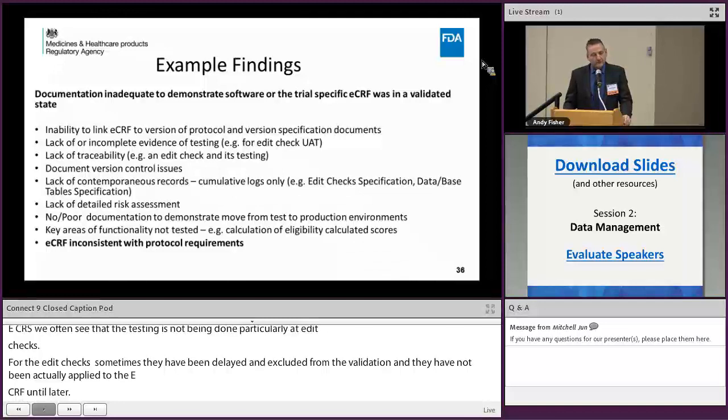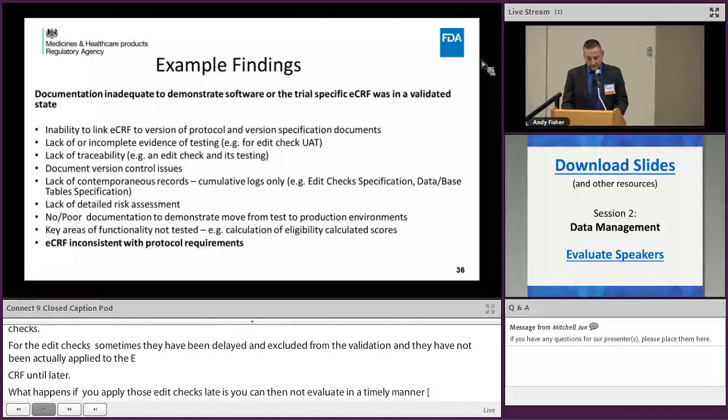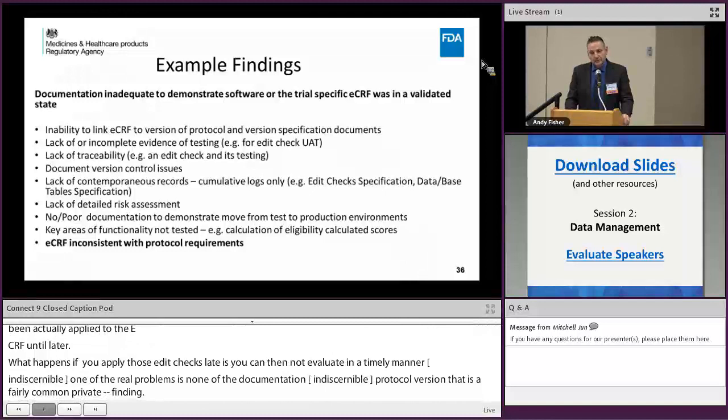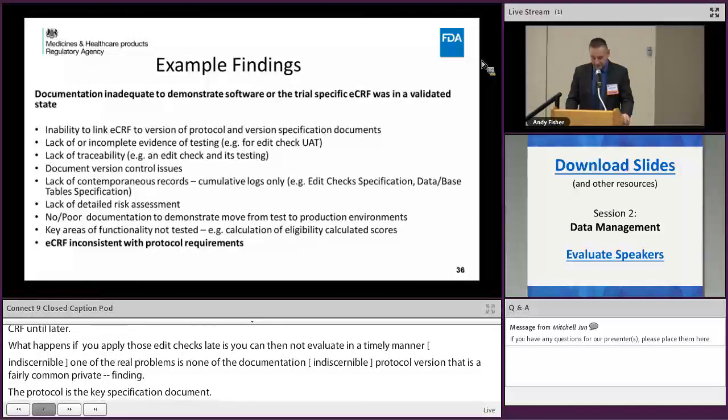One of the real problems is none of the documentation links to a protocol version. That's a fairly common finding. The protocol is the key specification document for the trial eCRF and other eSystems. So we want to tie it back to the protocol. We just don't want to see a specifications document that's approved by the sponsor.